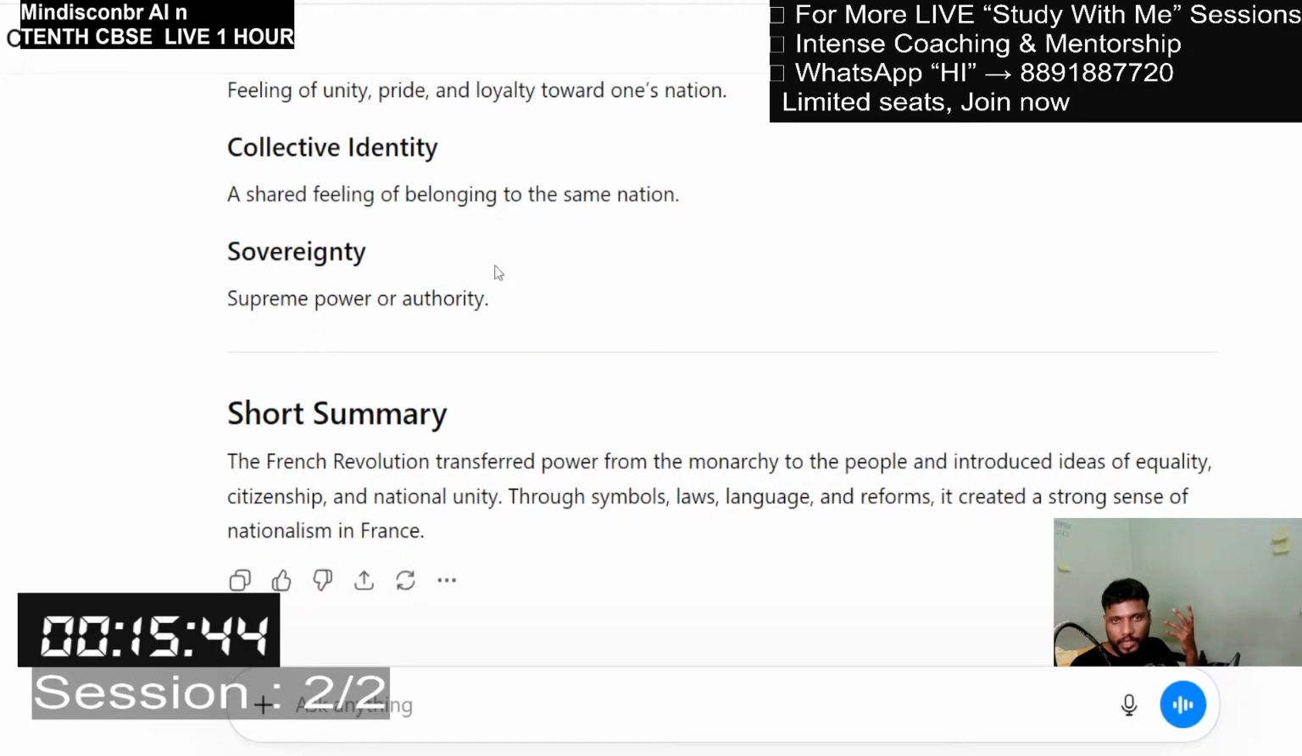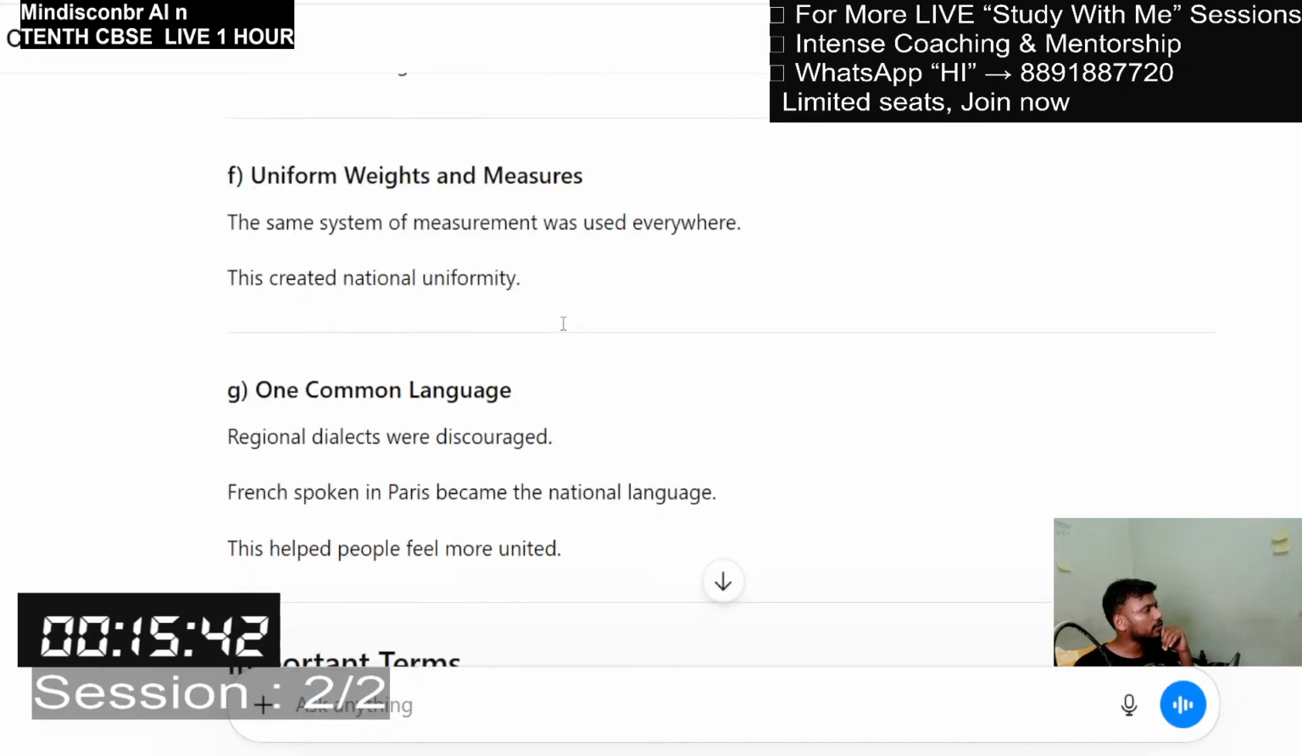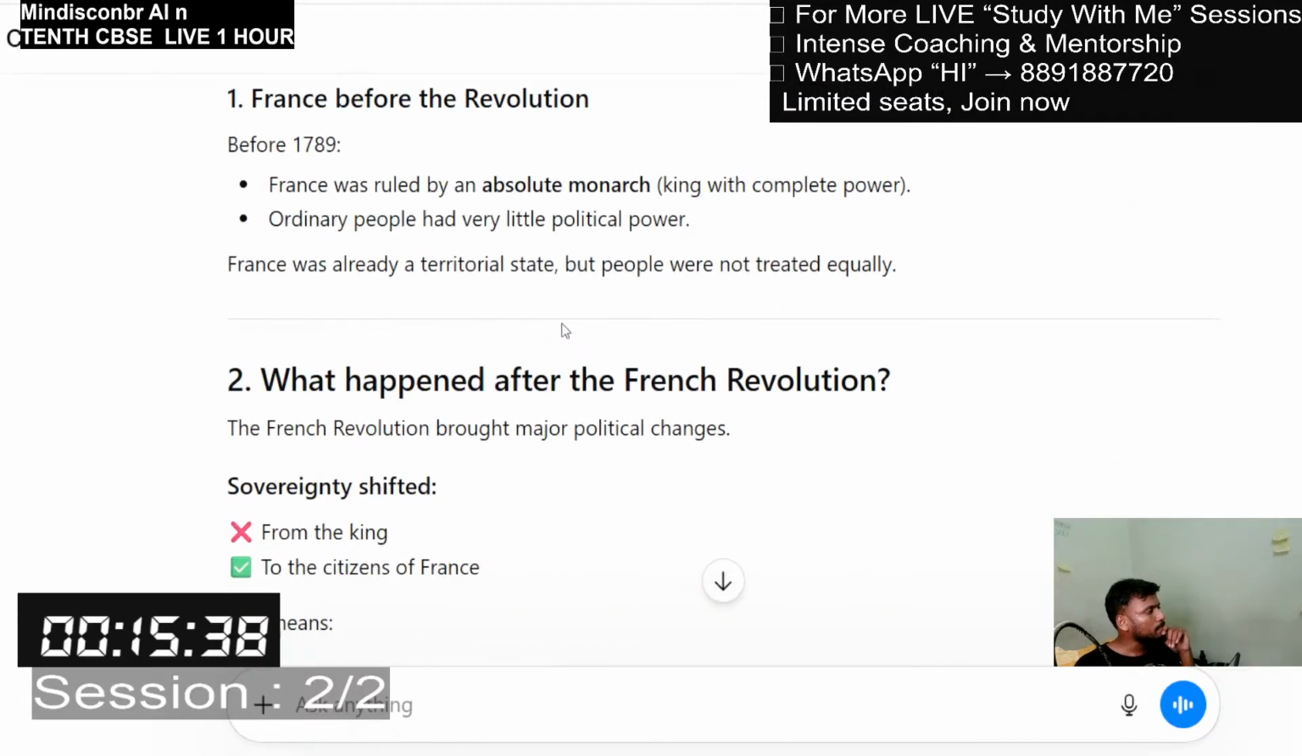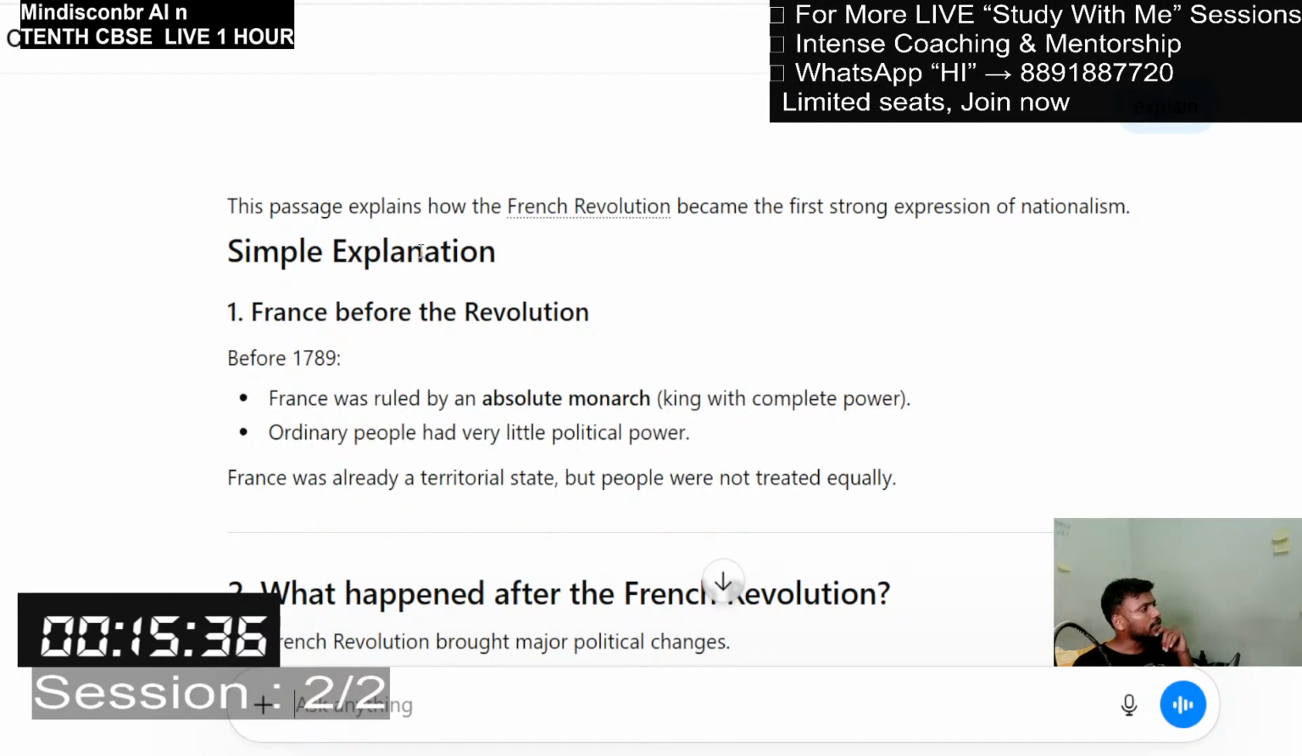Now looking to the deeper meanings of these paragraphs. This passage explains how the French Revolution became the first strong expression of nationalism. Simple explanation. France before the revolution. Before 1789. The French Revolution started in the year 1789.